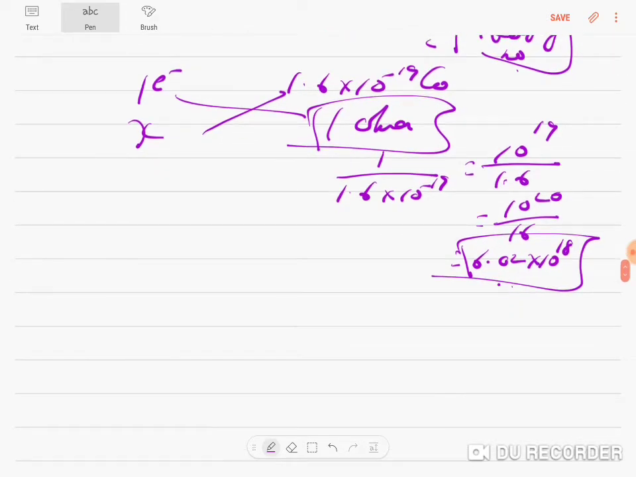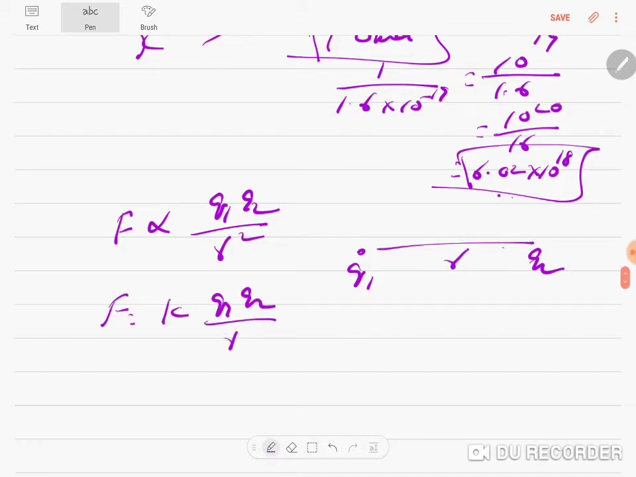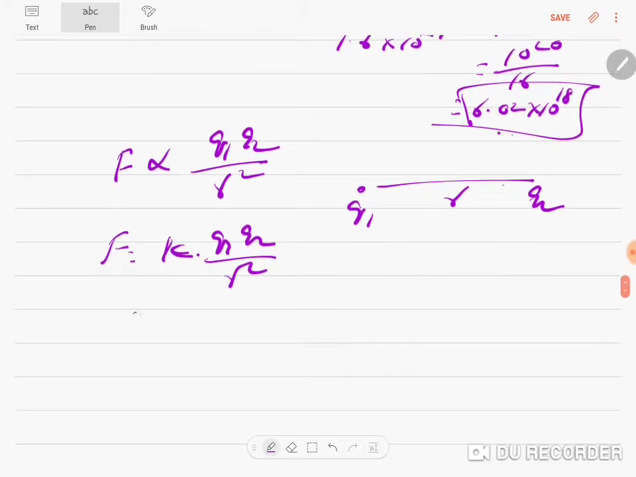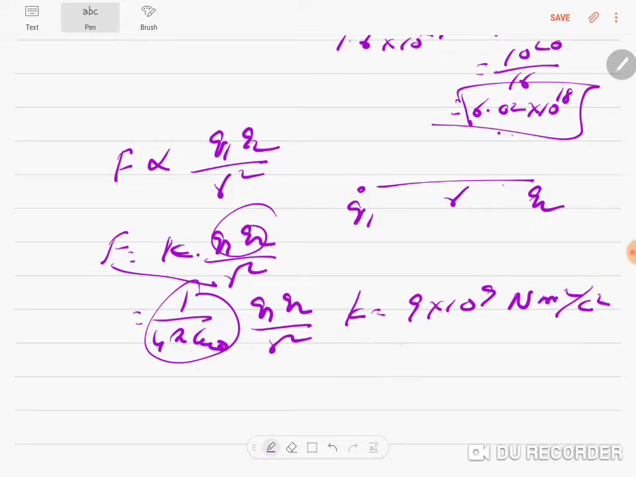And next is Coulomb's law of electrostatics, where the force between two charges, which may be attractive or repulsive, is directly proportional to the product of the charges and inversely proportional to the square of the distance between them. Supposing charges q1 and q2 are separated by distance r, this is the formula: F is equal to k into q1 q2 by r square, where small k is a proportionality constant, which is 1 by 4 pi epsilon naught, whose value is 9 into 10 to the power 9 Newton meter square per coulomb square. Can you see, Newton meter square per coulomb square will be k's value. It's a small k, or 1 by 4 pi epsilon naught.